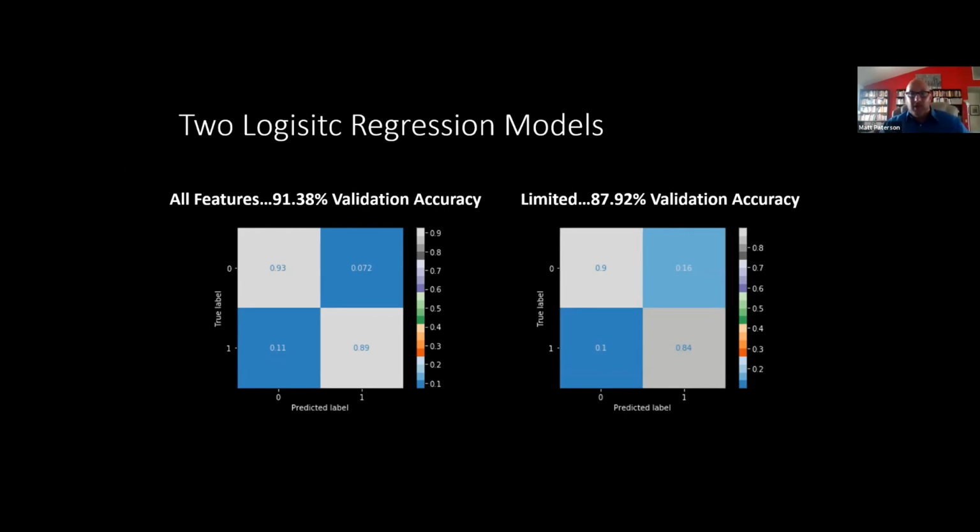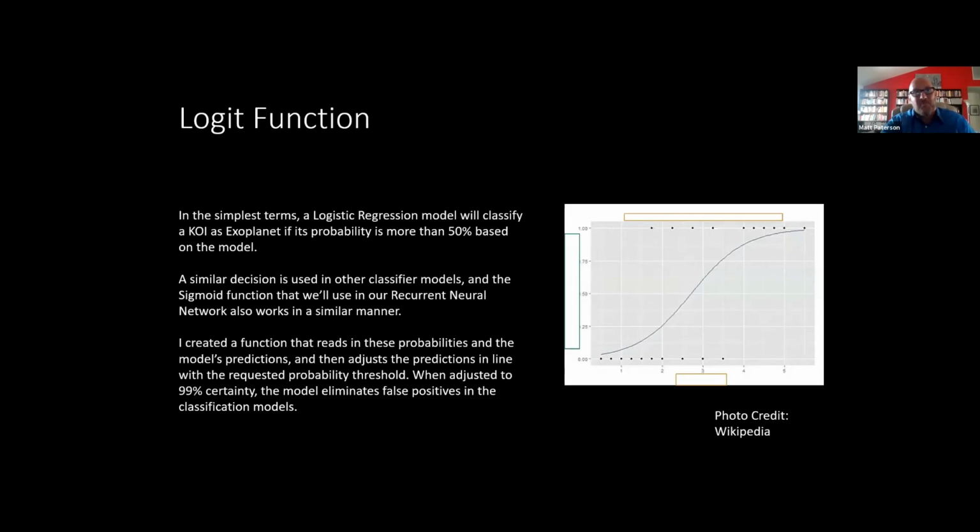I'd like there to be 0 false positives, because if we're going to send people on a 60,000 year journey all the way up to the Cygnus Lyra constellations, I don't want them to get there and see that there's no planet after all. So later on, I will show you how I employed this function that I wrote.